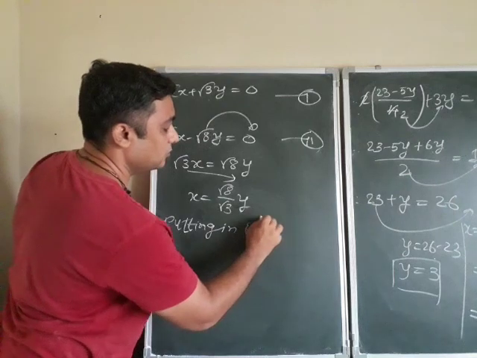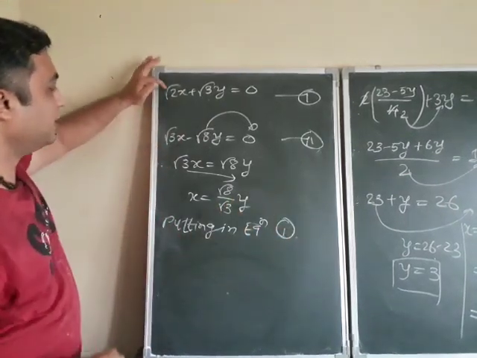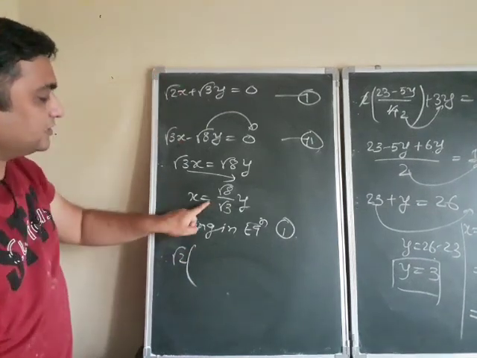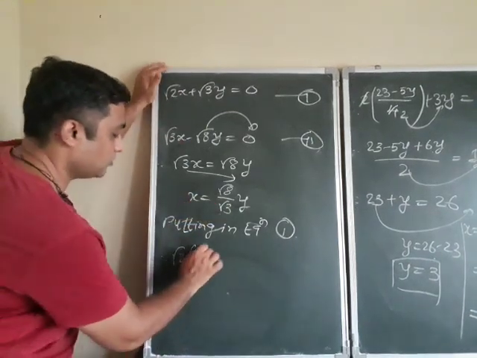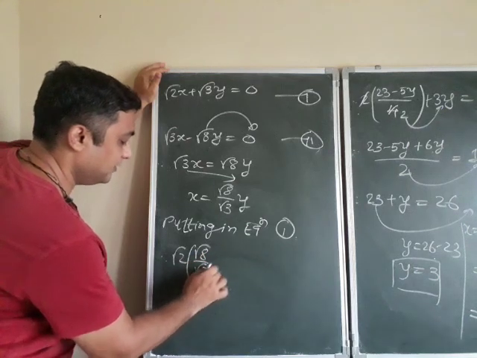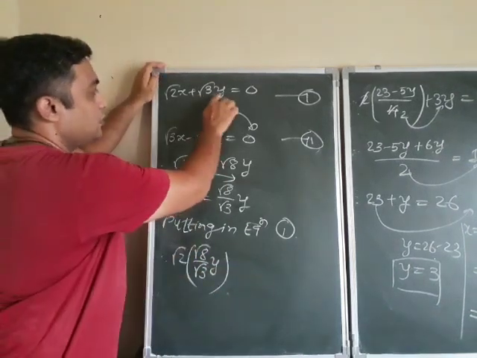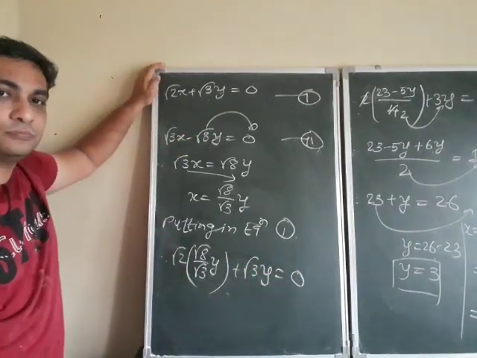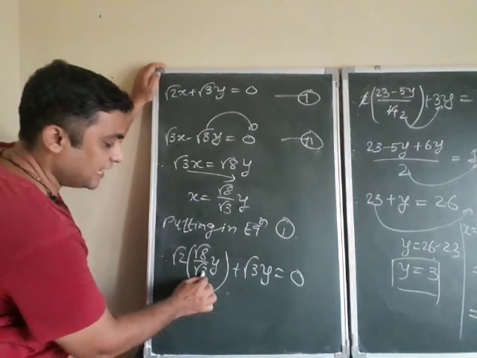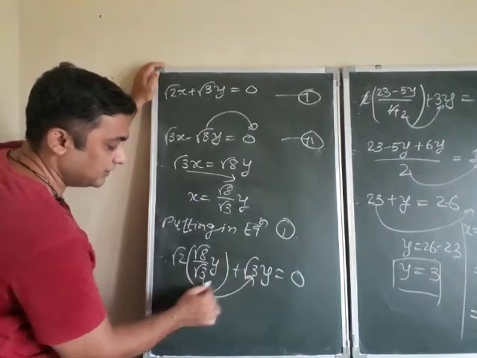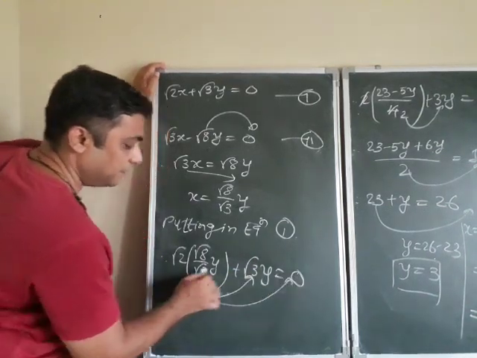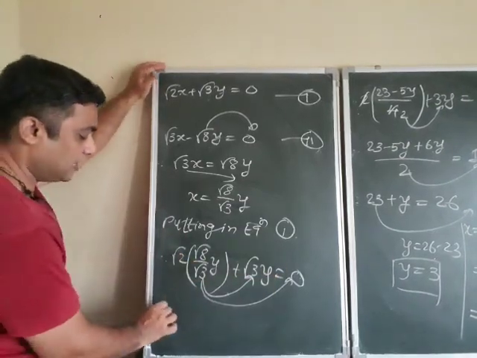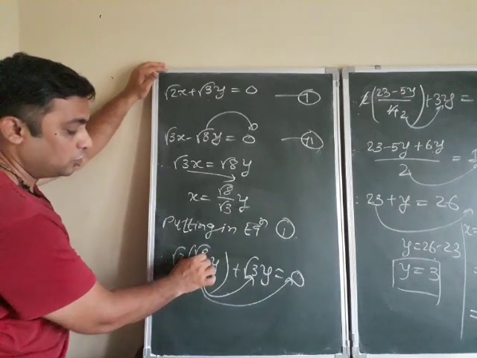This putting in equation 1. So equation number 1 is root 2x. What is the value of x? Root 8 upon root 3 y. Root 2 into root 8 upon root 3y plus root 3y is equal to 0. चलिए clear? Now you take the LCM of root 3. So this root 3 is multiplied and then after this root 3 is multiplied with 0. When multiplied with 0, 0 into anything becomes 0. So therefore now root 8 into root 2.